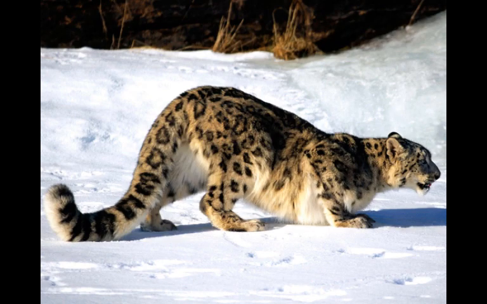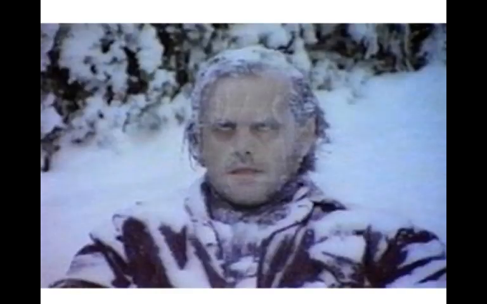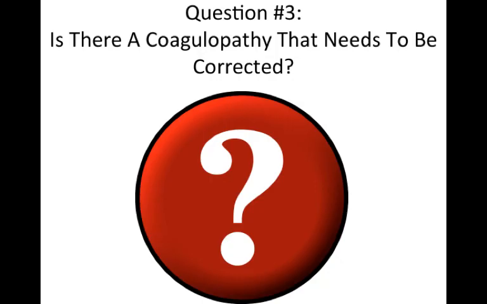This is the one that sneaks up on you and bites you in the ass. Do you remember what the second letter in FFP stands for? Yes, my friends, that's frozen. And if you don't recognize that you might need FFP and you call for it in a desperate circumstance after you've waited a very long time and transfused and transfused and transfused, you're still going to have to wait until they thaw it. Huge blunder. So this is why question number 3 should always be addressed in patients who are hemorrhaging immediately. Questions should be addressed in order immediately. Is there a coagulopathy that needs to be corrected?